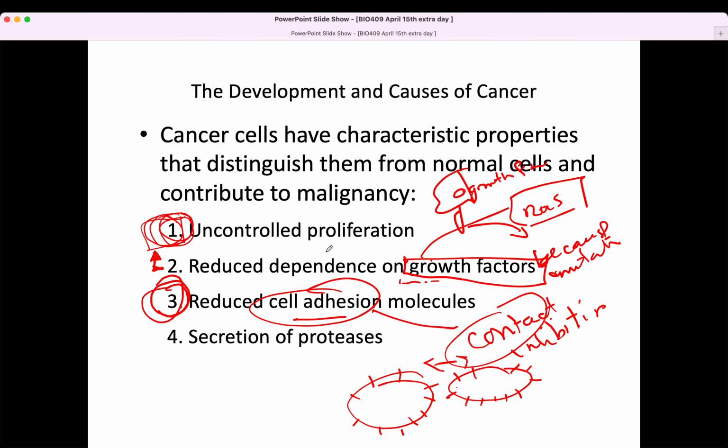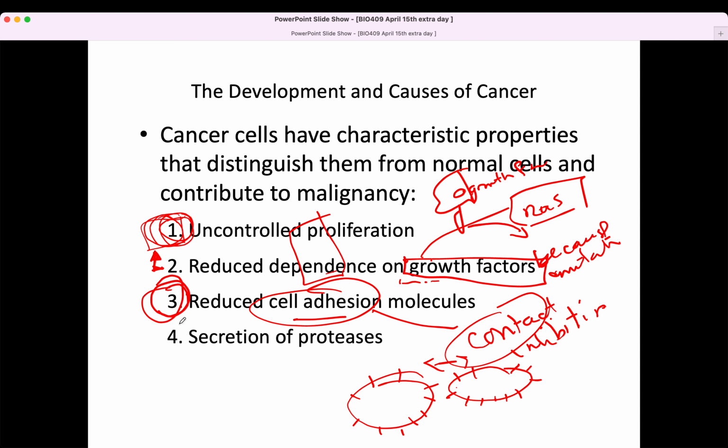Okay, so that's a pretty simple one that's really tied to this one: you have uncontrolled proliferation, partly because you don't need the growth factor, because the growth factor pathways have mutations in them that make them independent of a growth factor. The growth factor is unnecessary.